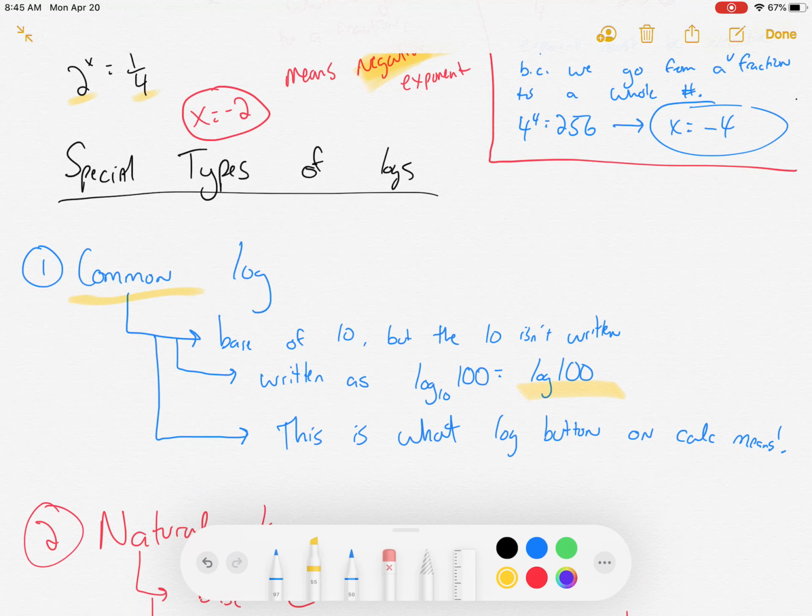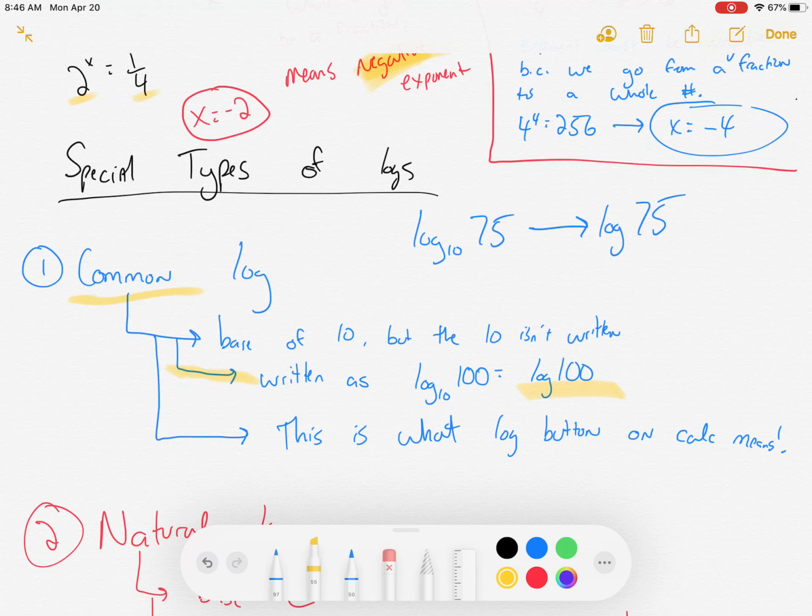Okay, last up, we have special types of logs. First of all, the common log. I honestly don't know why it's called the common log. But a common log has a base of 10, but the 10 isn't written. So in other words, if I have log base 10 of 75, we don't write the 10. It's just called log of 75. That's kind of what I wrote in the second line right here.